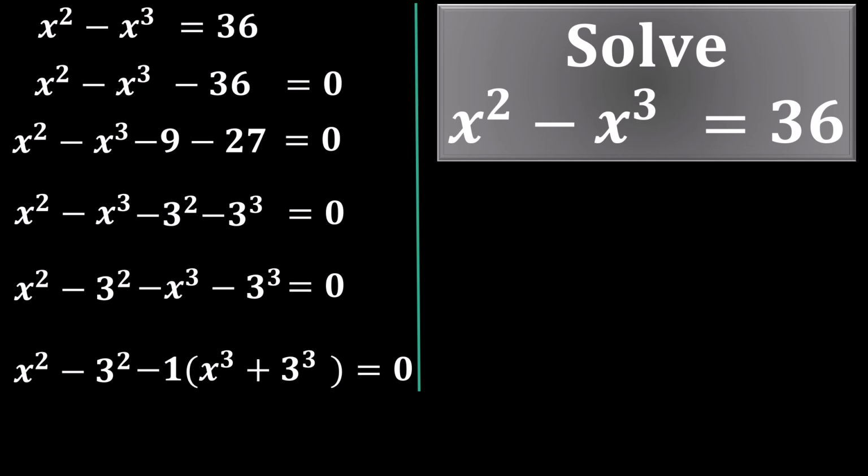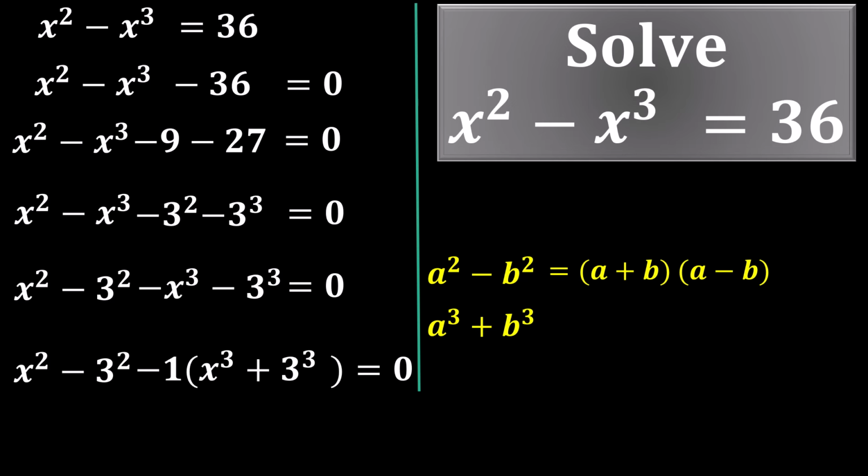Okay. So the factors of the difference of 2 squares, for example, a squared minus b squared, are a plus b bracket a minus b. And the factors of the sum of cubes, for example, a cubed plus b cubed, are a plus b bracket a squared minus ab plus b squared.